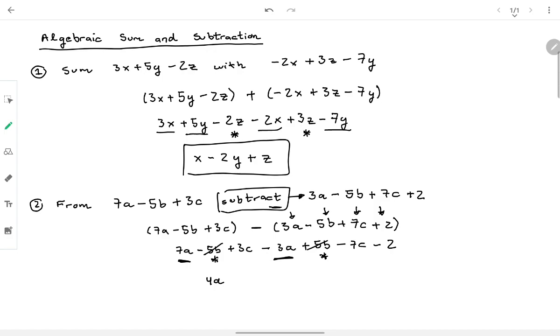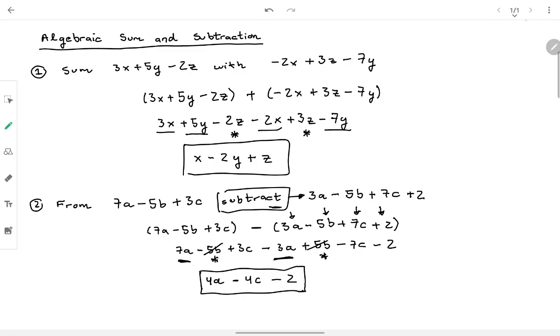Then we are going to use letter C. We will have 3c minus 7c, that will be minus 4c. And then at the end, we are going to have only minus 2. And that will be it. This is going to be our answer, that it's ordered and also like term simplified. So this was the second example.